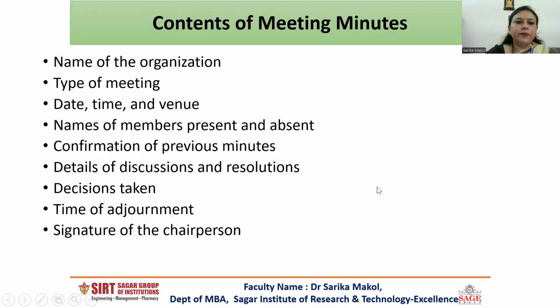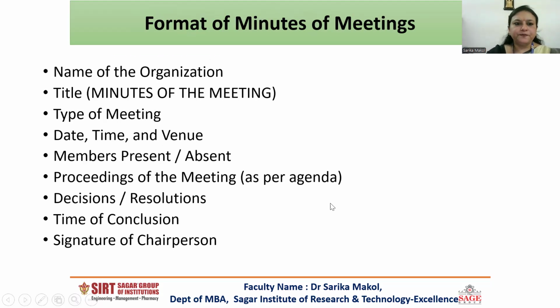Now, this is the format of the minutes. First of all, you have to write the name of the organization, type of meeting, date, time, and venue, names of members present as well as absent, confirmation of previous minutes, details of discussions and resolutions as per the agenda points. Then the decisions taken should also be mentioned, and the time of adjournment and signature of the chairperson. So this all is included in your minutes. So this is the format of the minutes.